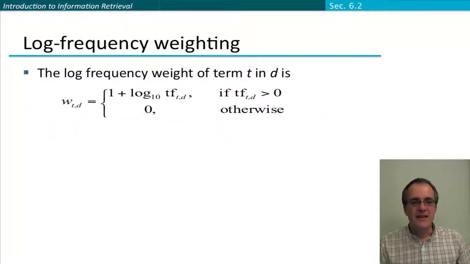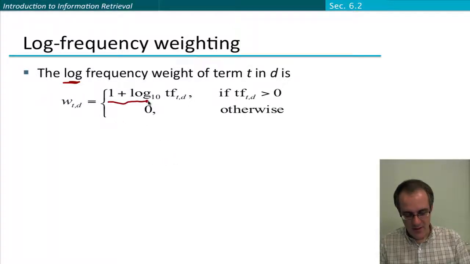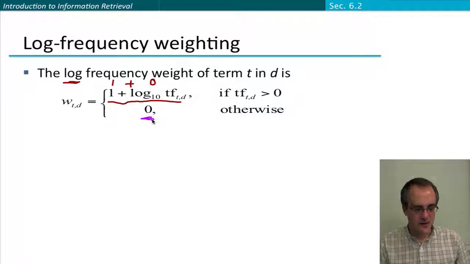Okay, so this now is what is standardly done with the term frequency. What we do is we take the log of the term frequency. Now, if the term frequency is 0, the word doesn't occur in the document, well, the log of 0 is negative infinity. So that's slightly problematic. So the standard fix for that is we have this 2-case construction where we add 1 to the log of the term frequency if the term does occur in the document. So if it occurs once, then the log will be 0, and then we'll add 1 to it. And we return an answer of 0 if the word doesn't occur.